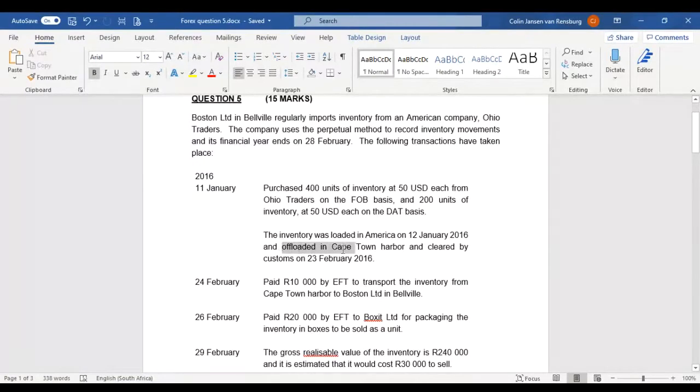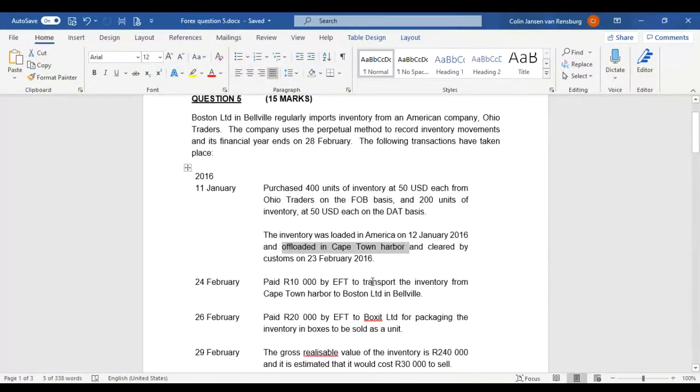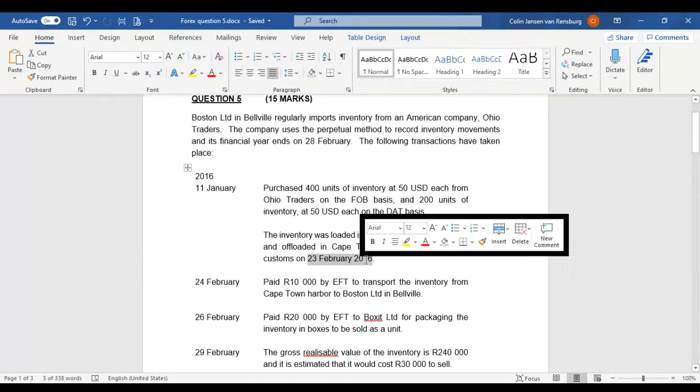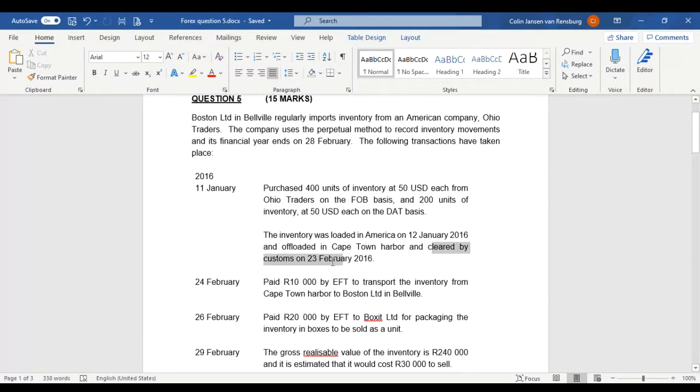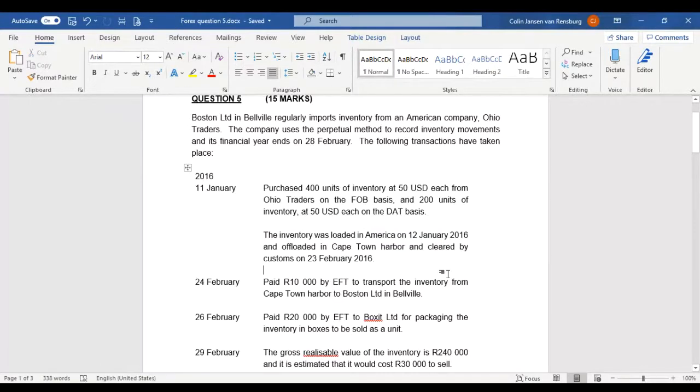And then what is the important thing when we have negotiated delivered at terminal basis? This is the important one. It was offloaded in Cape Town Harbour, right? When? On the 23rd of February. If we had been using the delivered duty paid method, then that second part of the sentence would have been the important one, when it was cleared by customs. But fortunately for us, both of those events happen on the same day.